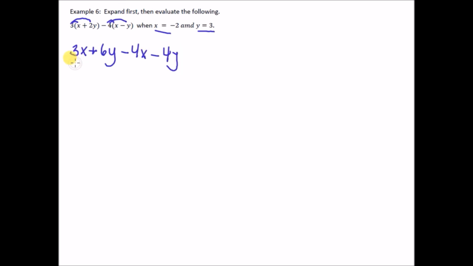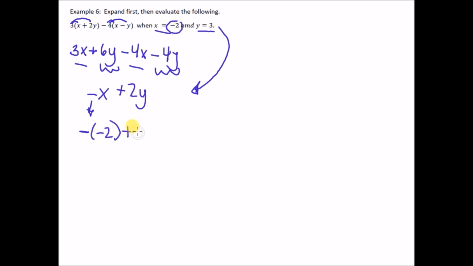Okay, we're going to collect like terms. So 3 minus 4, I get negative x. 6y minus 4y, I get 2y. And now what we want to do is we want to sub these in. So I'm going to bring this negative sign down, and I'm going to bring this x down. Our x is negative 2. Okay, I'm going to bring this 2 down, and this y, which is 3. Okay, so when we multiply this negative 1 times negative 2, it becomes positive. So 2 plus 6, I get 8.